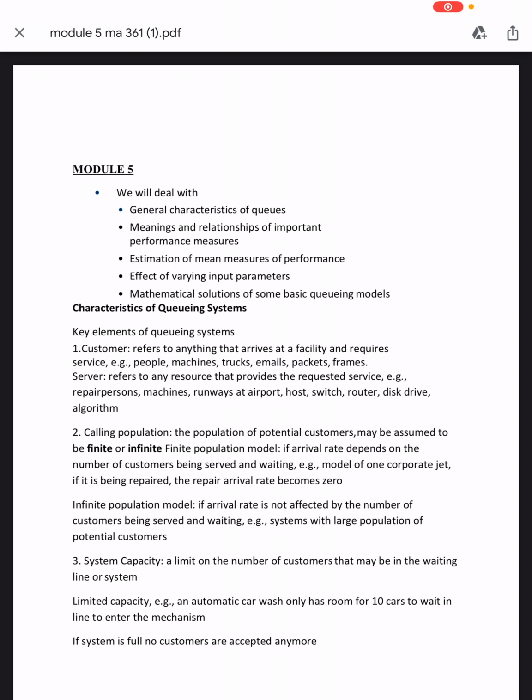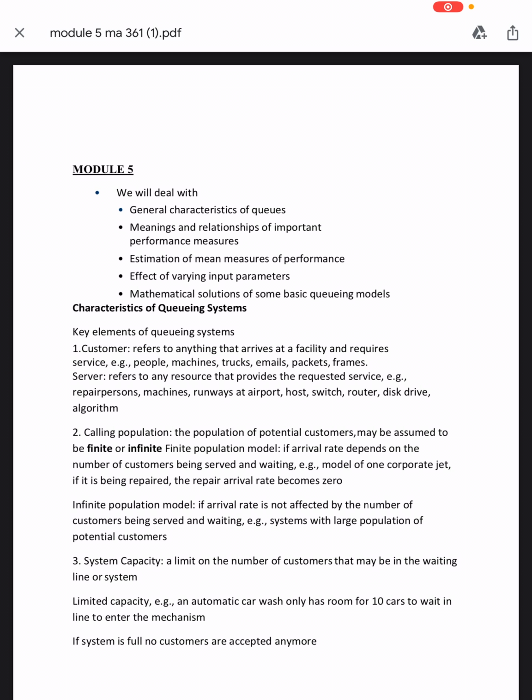Customers. That refers to anything that arrives at a facility and requires service. It may be people, machines, trucks, etc. Next, the calling population. The population of potential customers may be assumed to be finite or infinite. Finite population model: you have a finite population, and the arrival rate depends on the number of customers being served and waiting.